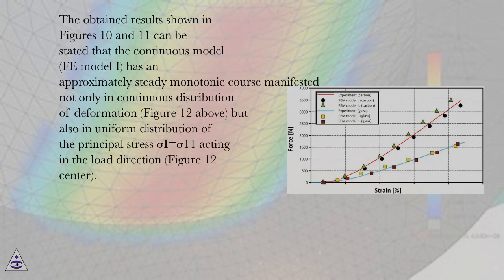From the obtained results shown in figures 10 and 11, it can be stated that the continuous model, FEM model 1, has an approximately steady monotonic course manifested not only in continuous distribution of deformation, figure 12 above, but also in uniform distribution of the principal stress sigma 1 equals sigma 11 acting in the load direction, figure 12 center.